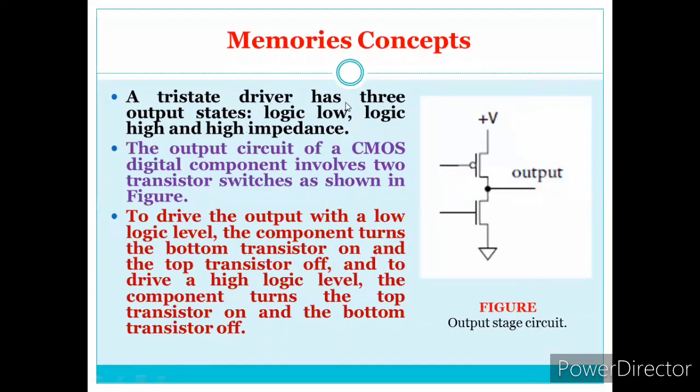Okay, so a tri-state driver has 3 output states: logic low, logic high, and high impedance. Because of this, one advantage of tri-state is that it can act like an input as well as an output. We have already seen the CMOS operation, which has 2 transistors connected, where depending upon the input we get the output, depending on the on and off of the transistors. If we give logic 0 as an input, we get logic 1.